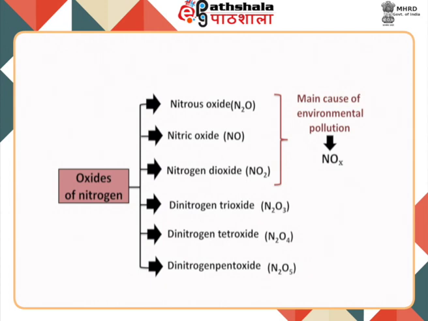They are collectively referred to as NOx. These oxides act as primary pollutants by producing toxic effects themselves, and they also act as secondary pollutants by combining with other constituents of the atmosphere to give rise to photochemical smog, acid rain and aerosols.